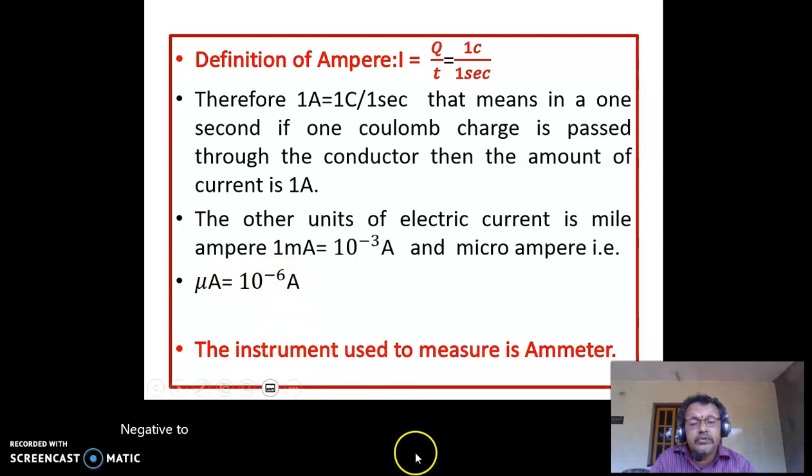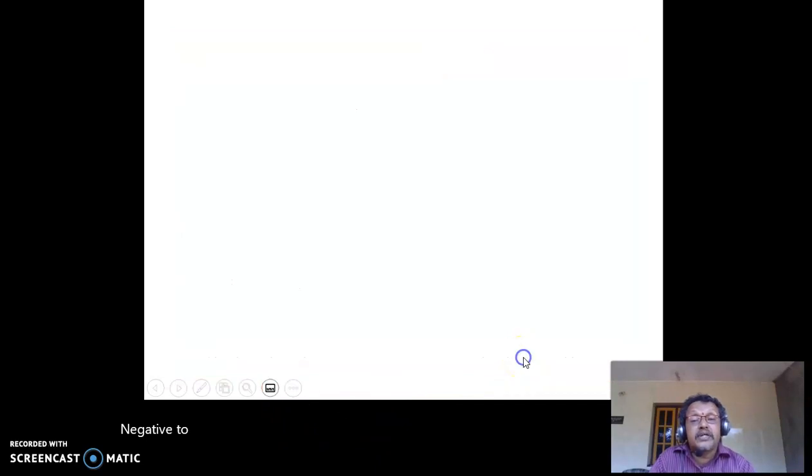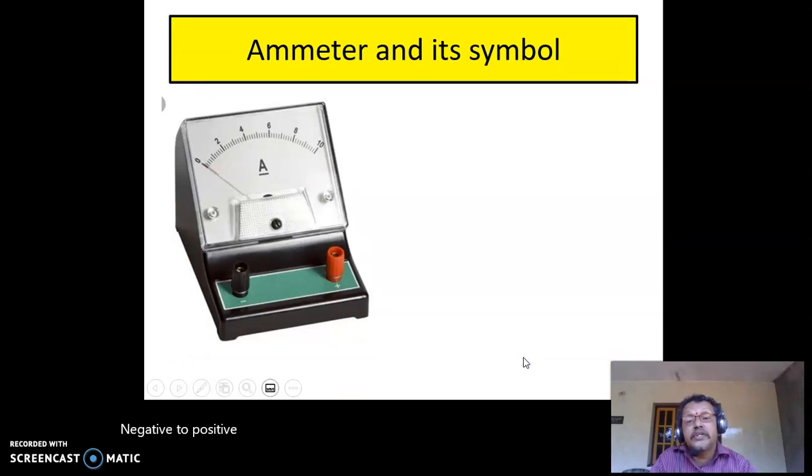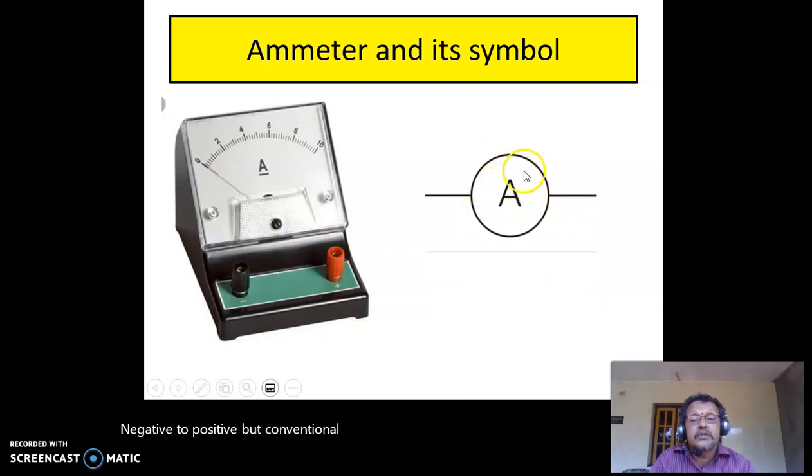The instrument used to measure current is the ammeter. So this is the ammeter. See here, this is the ammeter. In symbol, we use this symbol as the ammeter. So this is the ammeter used to measure current in a circuit. This symbol is used to represent the ammeter in a circuit.